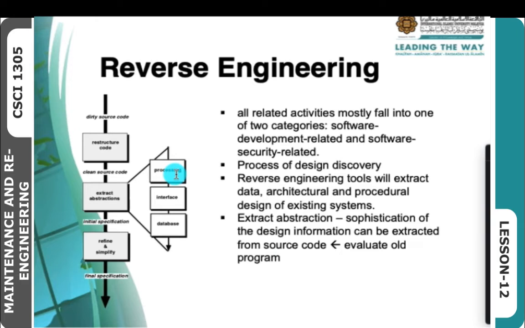Okay, what we have here is the diagram for reverse engineering. So the explanation: all related activity mostly falls into two categories, which are software development related and software security related. Two categories. The process of design discovery. Reverse engineering tools extract the data, architecture, and procedural design of the existing system.